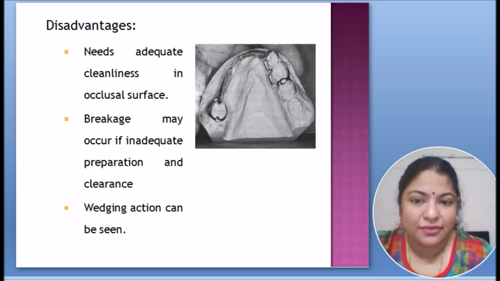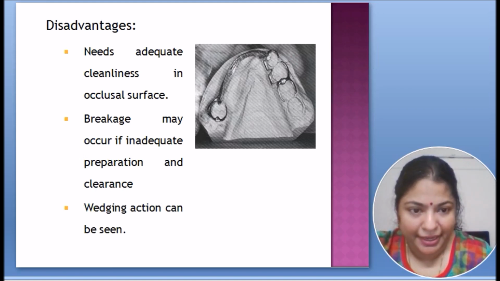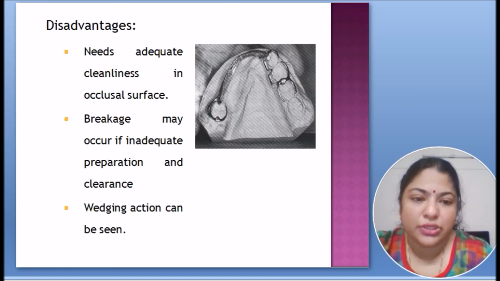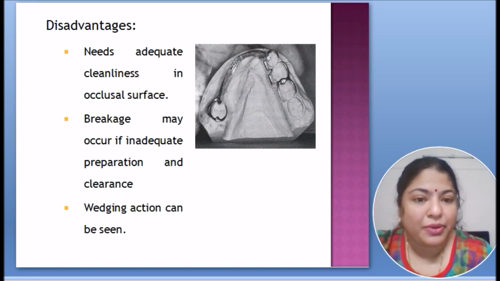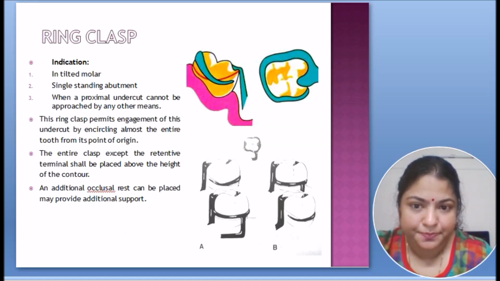Again, the disadvantage is that it is difficult to maintain oral hygiene. Maintenance is difficult and it covers a lot of area, so aesthetics can also be a problem. If there is inadequate preparation and inadequate clearance, it can lead to breakage. And because of the connection between two clasps, there can be a wedging action and therefore movement of the teeth or stresses on the teeth.